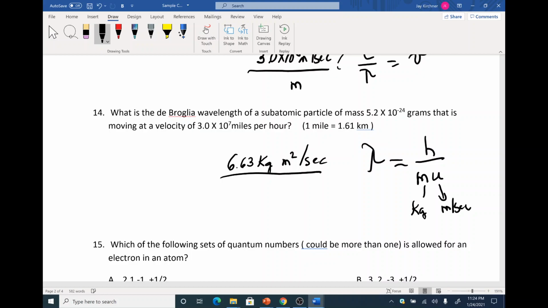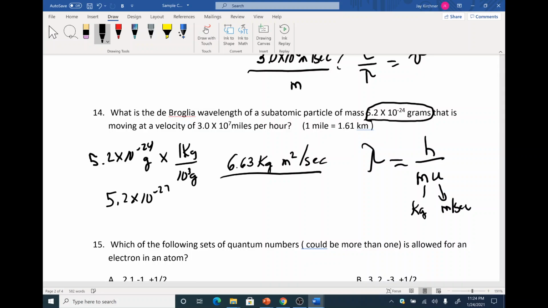So what we do then is we put in 6.63 kilograms meters squared per second, and we put that over how many kilograms we have. Wow, not many. So how do we get grams into kilograms? This is telling you that you have to do this, by the way: 5 times 10 to the 24th grams. Well, it turns out you have 1 kilogram per 10 to the 3rd grams, so you're going to end up getting 5.2 times 10 to the minus 27th kilograms. I know, kind of ucky. Here's your kilograms. I wasn't very nice on this problem.